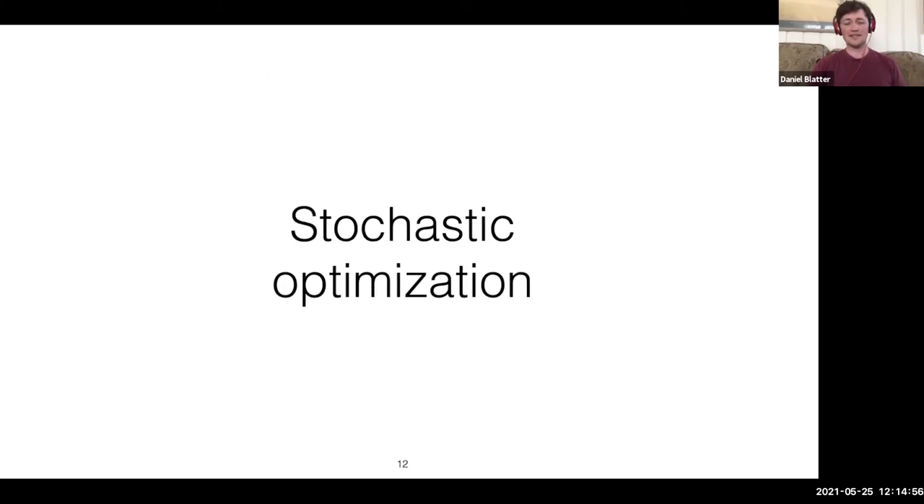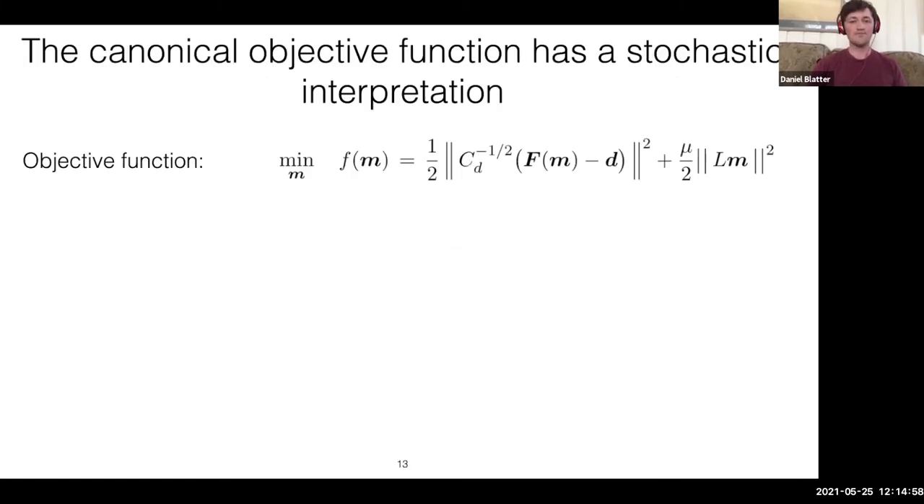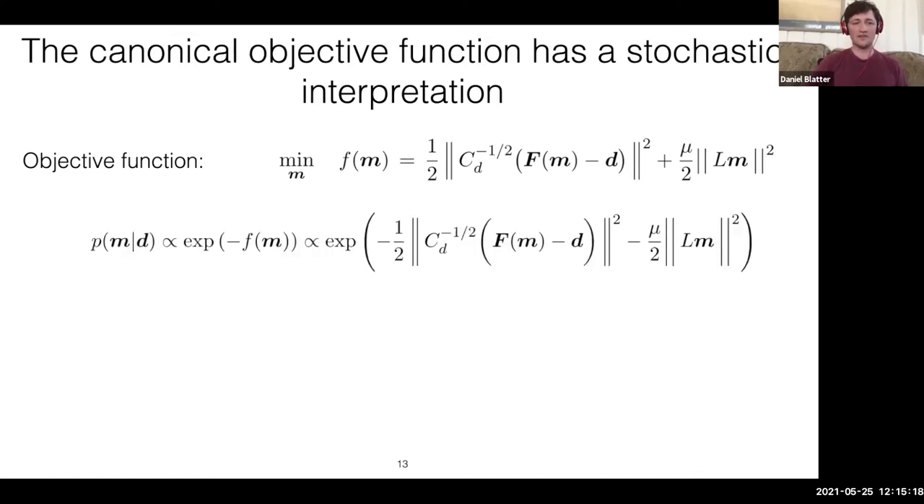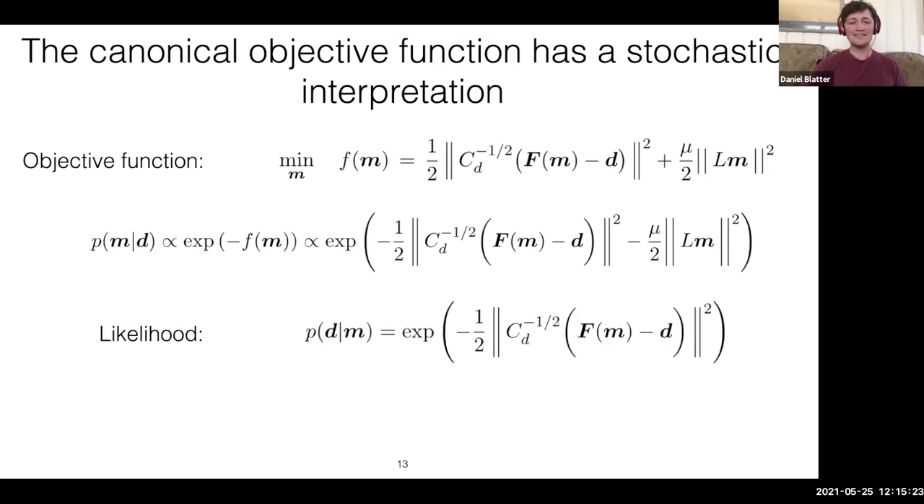All right, so let's delve in a little bit into stochastic optimization. Like, how does this work? The key to understanding stochastic optimization is to realize that the canonical objective function, the one we all know and love and are very familiar with, as shown below, a combination of data misfit and model regularization, has a stochastic interpretation. So say I define a posterior distribution as follows, e to the minus f, where f is my objective function. What this means is that my likelihood is then equal to e to the minus the data fit term, and the prior is just e to the minus the model regularization term.